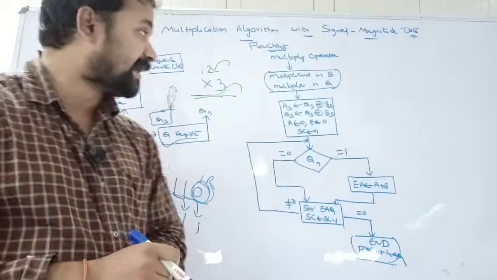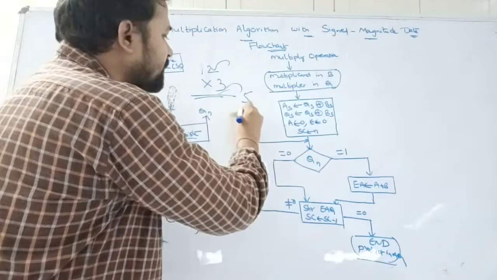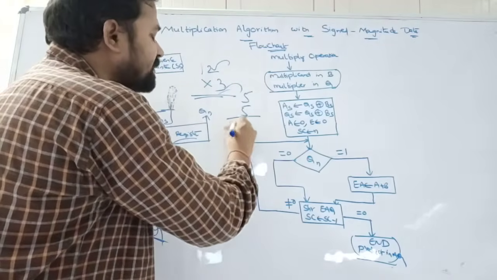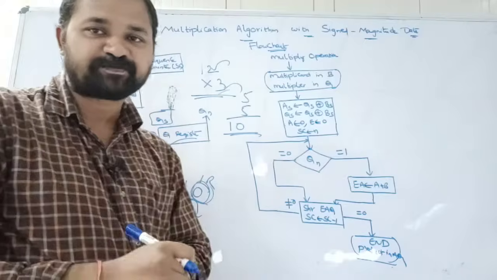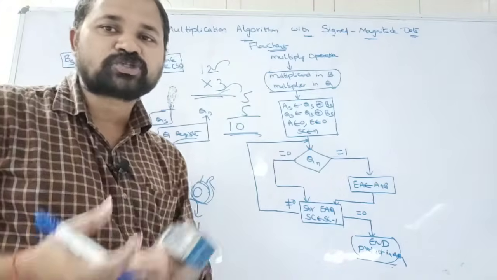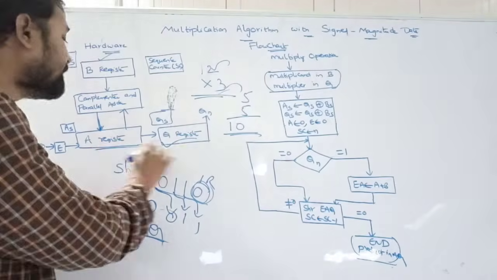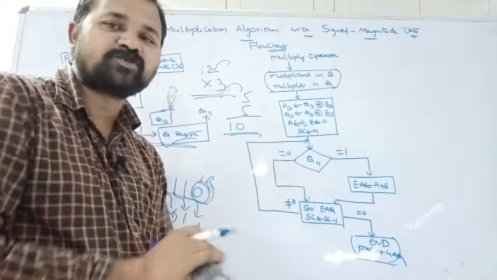Here let the size of the multiplicand be 5 bits, and let the size of the multiplier be 5 bits. Then the resultant product contains 10 bits. So we have to store those 10 bits in 2 registers. In order to store the result, we are using A and Q, where the size of each register, let us assume, is 5 bits.